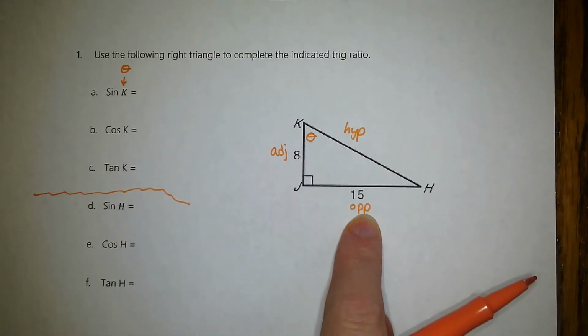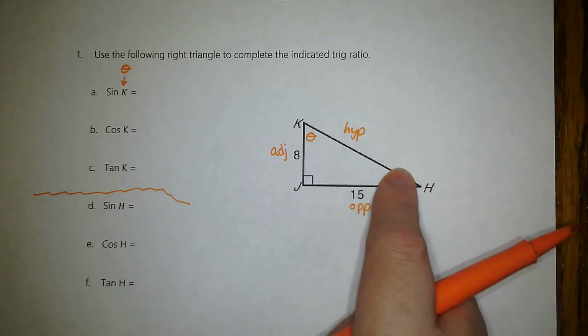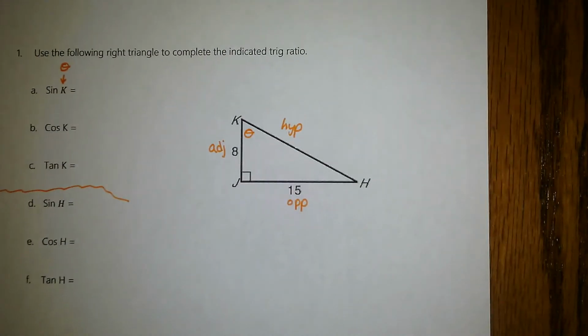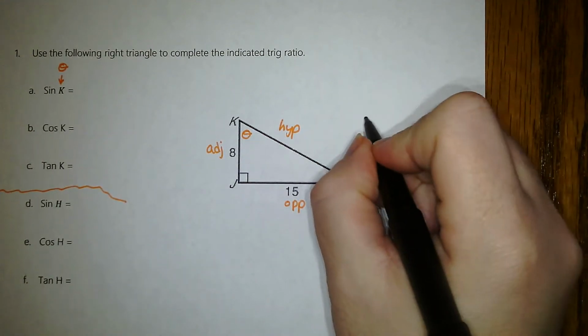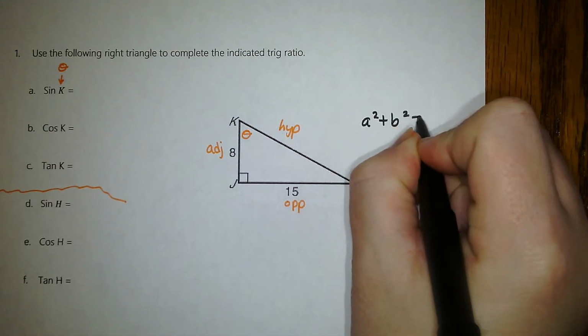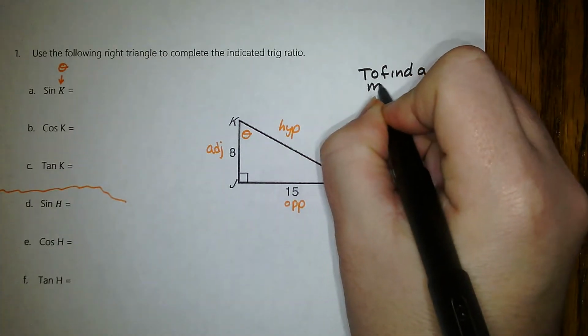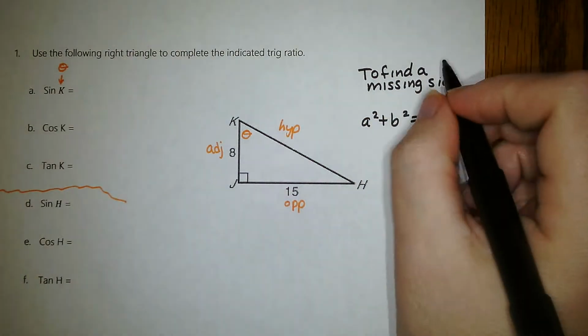The other thing is that we are missing a side length. We have an adjacent and we have an opposite, but we're missing the hypotenuse. And this is where we got to go back in time and you need to think about how do you solve a right triangle for a missing side. And one of the ways to do that is using Pythagorean theorem. So over here on the side, I'm going to write down my Pythagorean theorem, a squared plus b squared equals c squared. This is to find a missing side when you know 2 sides. This is how you do it for a right triangle, okay?